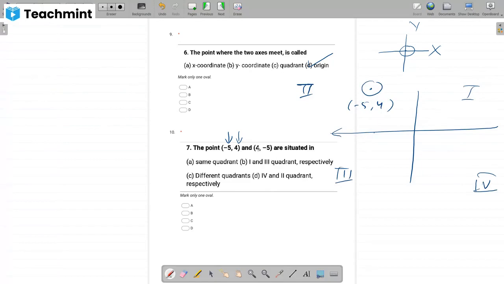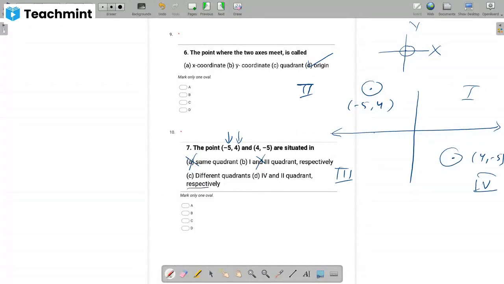And for this point, the value of x is positive, so we are here, and y is negative, meaning downward. So this point 4 comma minus 5 lies in which quadrant? In the fourth quadrant. Now let us see the options. Same quadrant? No, they are in different quadrants, so the first option is wrong. First and third quadrant? No. The fourth option is fourth and second quadrant respectively.